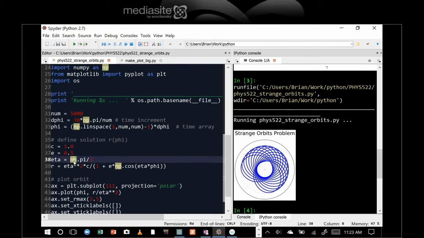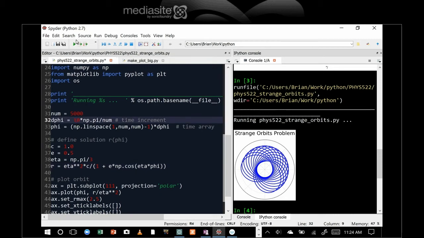Then I pick some eta. In this case, I make it a fraction of pi, so pi over 3. You can see that I do not get a closed orbit, and this is what I get. Now, I don't have enough rotations for it to completely precess, but you can see that at one time the orientation of the ellipse is like this, at another time it's different, so you get this precessing ellipse. I can make it complete.